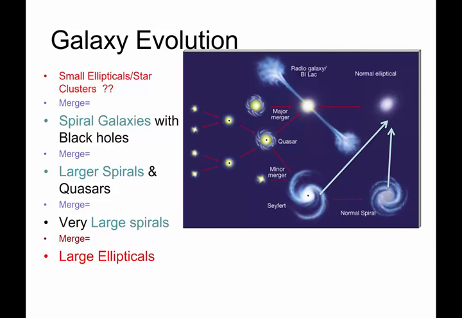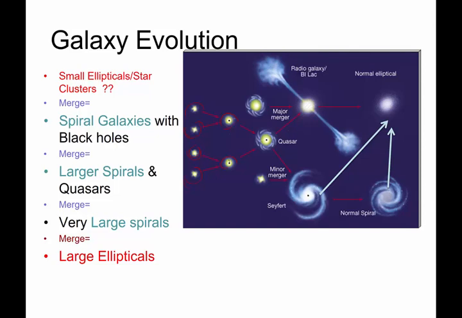So to summarize in one picture: small elliptical galaxies in the beginning. These combined and black holes existed at their center. And one of the things that's still being debated right now is, where did the first black holes come from? Were they from these small ellipticals, or did the black holes come before those small ellipticals? That is still under debate as of the time I'm making this video.